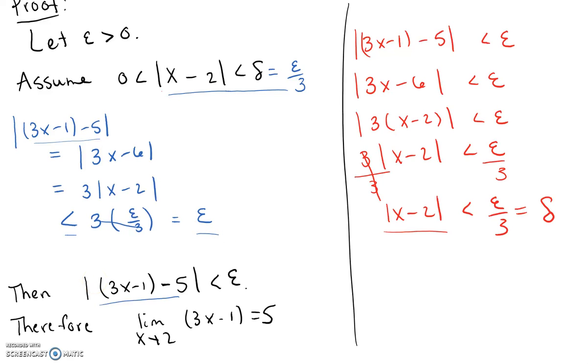So our proof is done, and all you need to do is draw your little box to show that you were done. And that is it. That is an epsilon-delta proof.